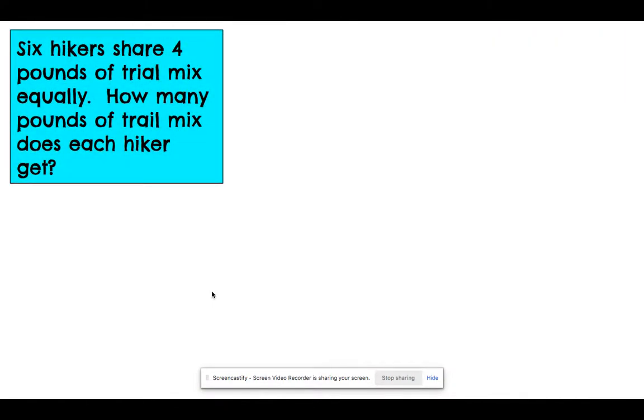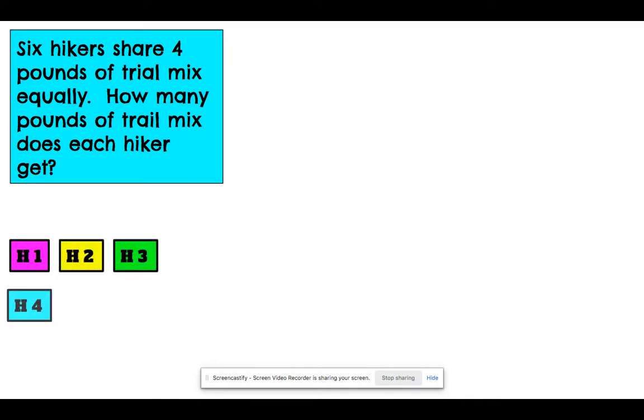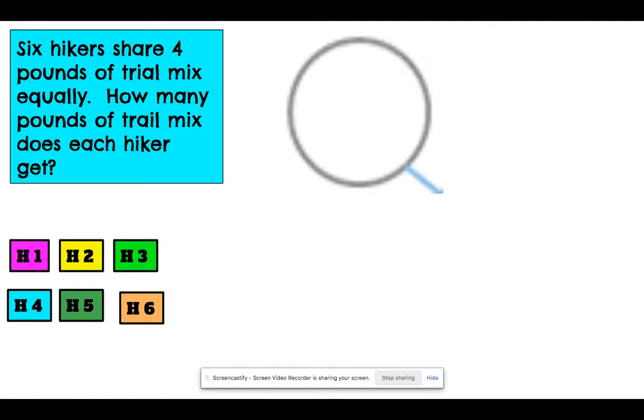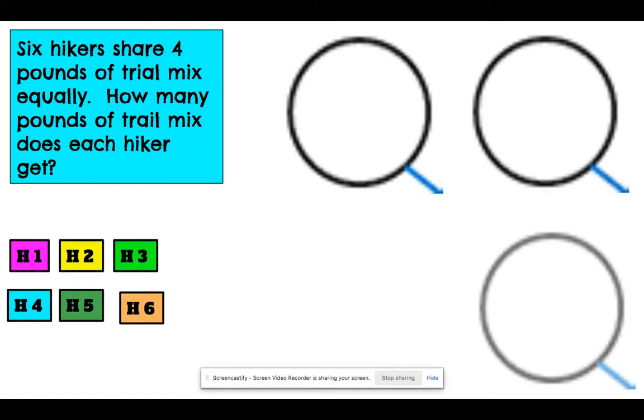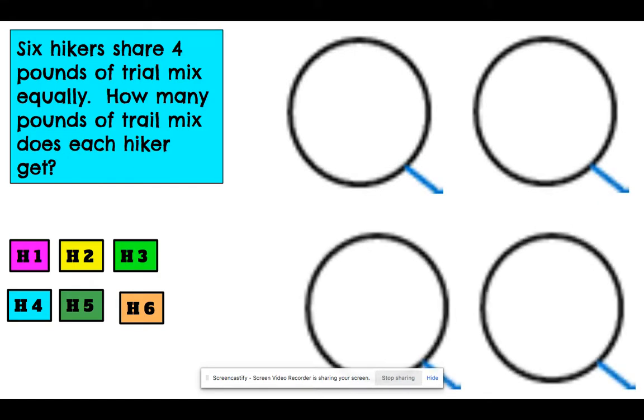Here's a different problem. 6 hikers share 4 pounds of trail mix equally. How many pounds of trail mix does each hiker get? Well, here we go. I'm going to do the hikers in different colors. So we have hiker 1, hiker 2, hiker 3, hiker 4, hiker 5, and hiker 6. They're different shades. Now we have our pounds of trail mix. I'm going to use circles to represent our pounds: 1 pound, 2 pounds, 3 pounds, and 4 pounds of trail mix.